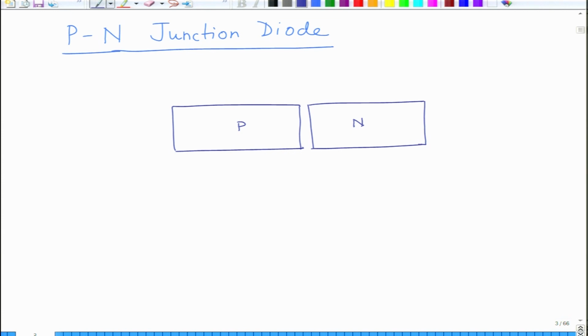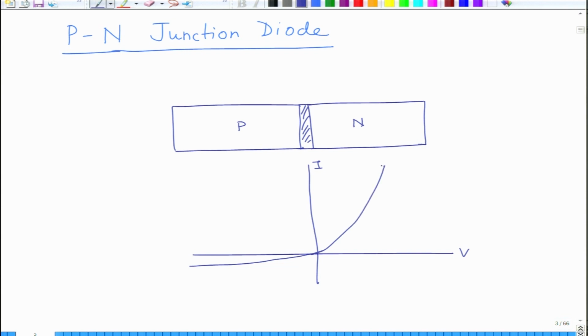So when you create a junction between the two, and you measure the IV characteristics of such a device, this is current, this is voltage, you get a behavior which is something like this. On the positive voltages, which is also called forward bias, there is an exponential increase in the current and you get large currents, and at reverse bias, which is at negative voltage, we get very small current.